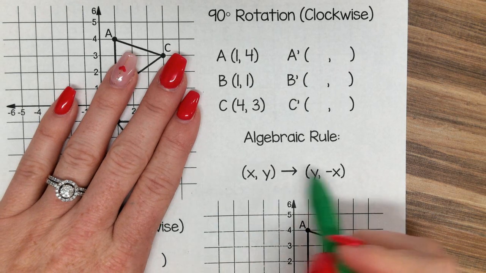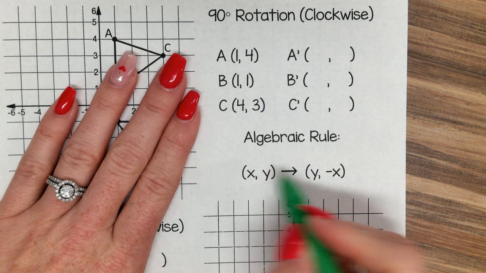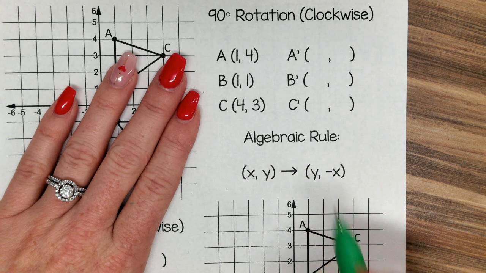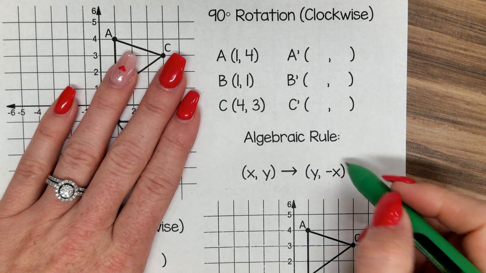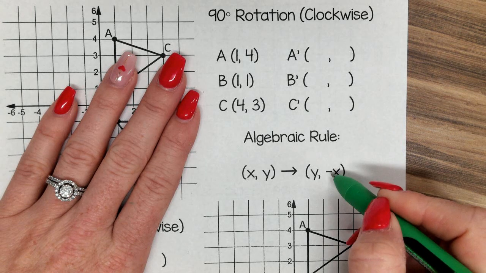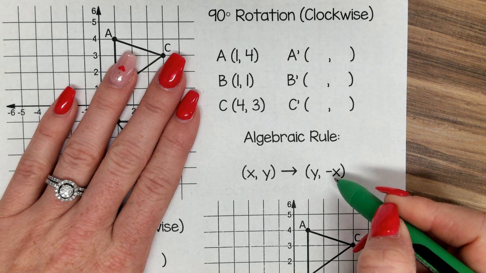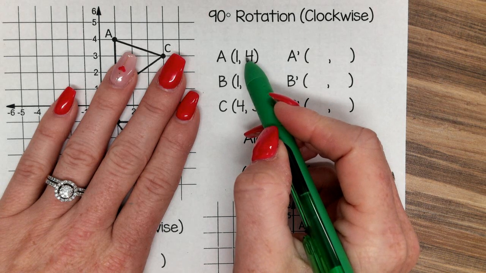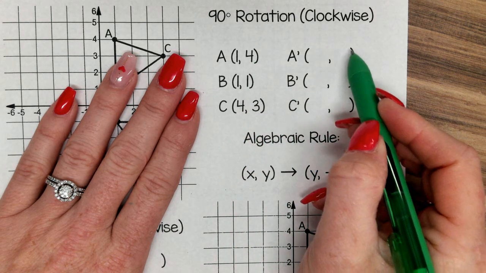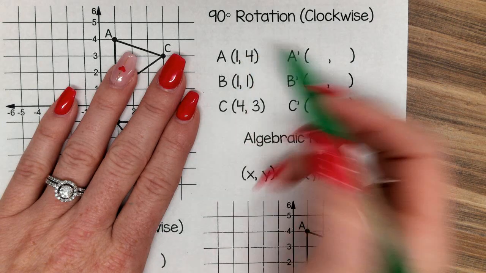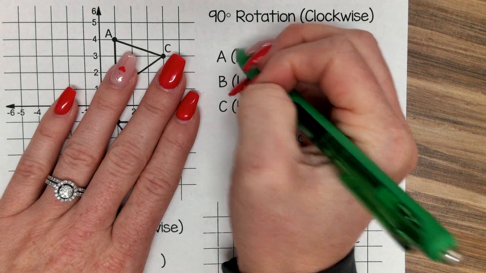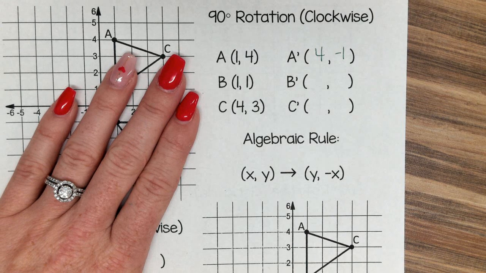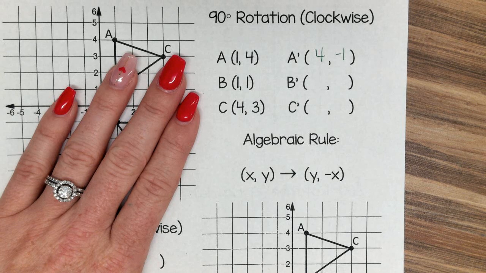What does the rule tell us we're going to do? We're going to take these coordinates and do what? Switch their spots. And the number that goes to the back is going to become, but don't say negative, say opposite. Because if it's positive, it will become negative. If it's negative, it will become positive. So I'm going to flip these. And the number that goes here is going to become opposite. So instead of 1, 4, it's 4. And this number is going to become opposite. Does everybody see how I'm doing that? I want to see everybody doing this with me and paying attention.